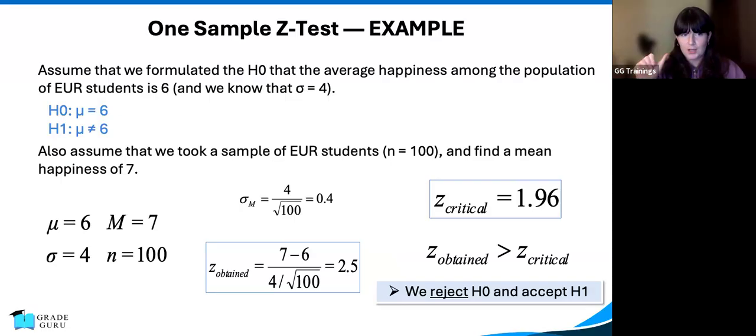So it's hypotheses first. Make sure to check if your H1 needs to be directional or non-directional. Then calculate your obtained value. Go looking in the table for your critical value, and then compare them. If obtained is greater than critical, reject.